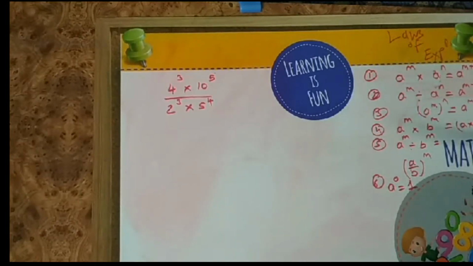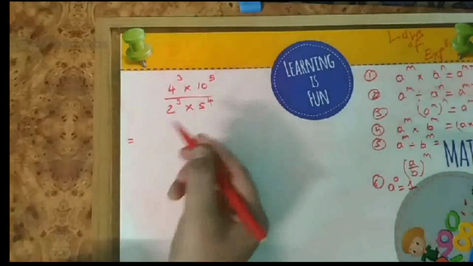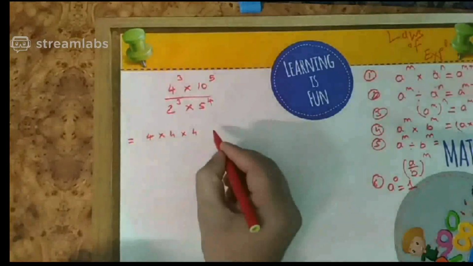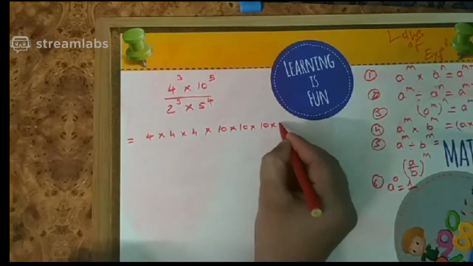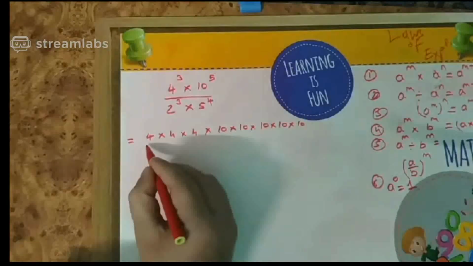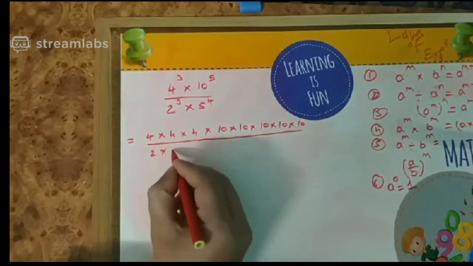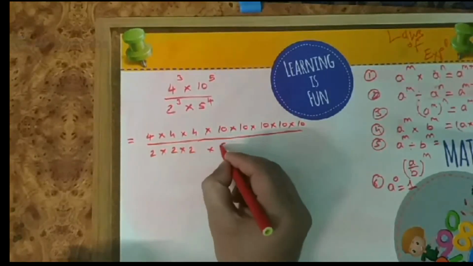You can see that neither in the numerator nor in the denominator do I have the same power or the same base. So I will just expand all the numbers and see what can be done. 4 multiplied by 4 multiplied by 4, multiplied by 10 repeated 5 times, whole upon 2 multiplied by 2 multiplied by 2, multiplied by 5 repeated 4 times.